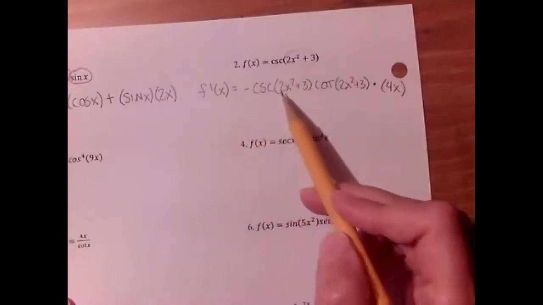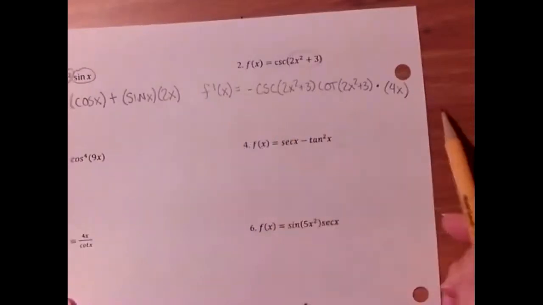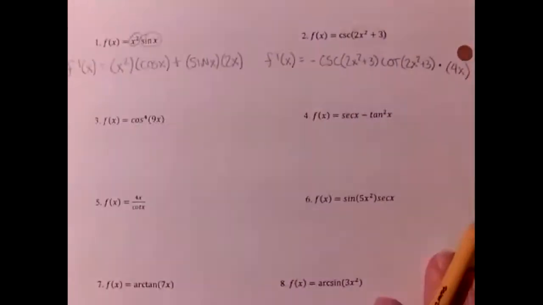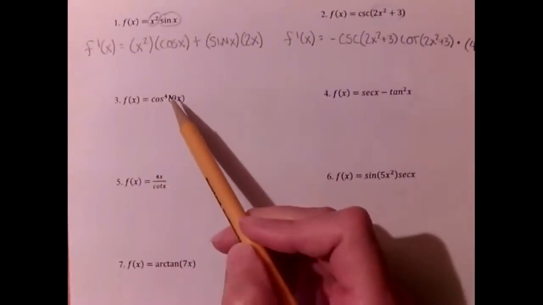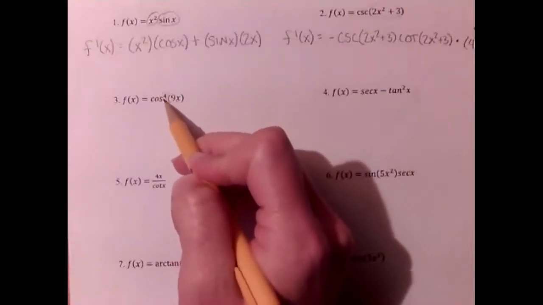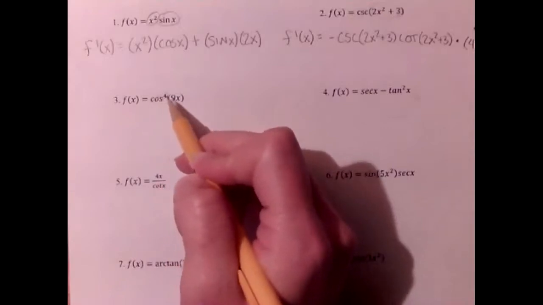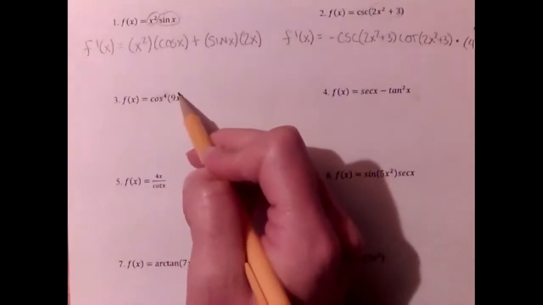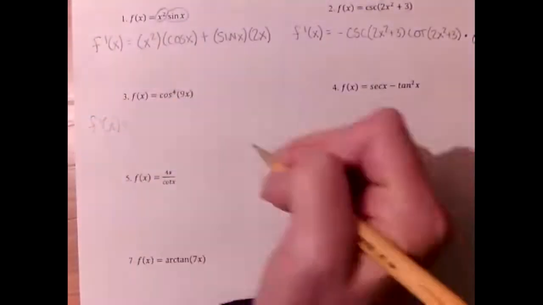And believe it or not, that is all just one term, because all that stuff is just being multiplied together. So that's like all one thing. This is another chain rule. There's going to be 3 links in the chain. The most outside function is the 4th power, and then inside of that is the cosine, and then inside of that is the 9x. So we're going to have 3 links in our chain rule for this.